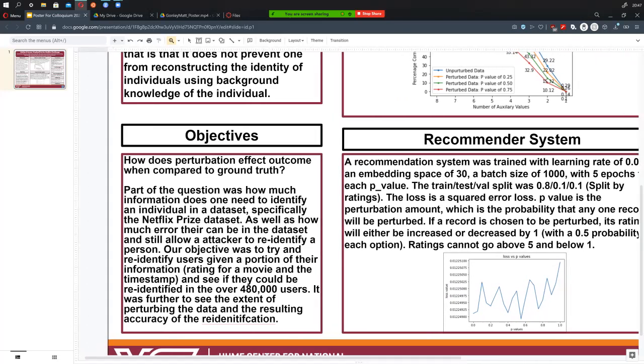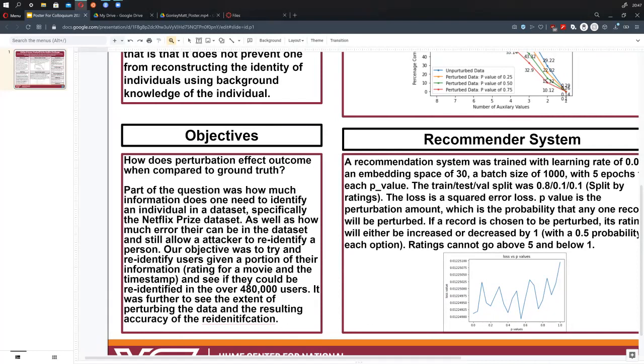And also how much error can there be within the data set and still allow an attacker to re-identify a person. The thought process is that a company that is putting out data might slightly shift the values, perturb the values, to make an attempt to anonymize the data. And we're testing to see to what extent that actually does so.